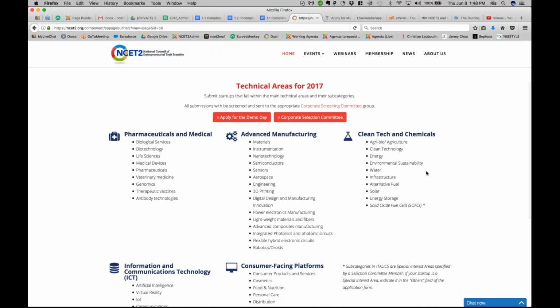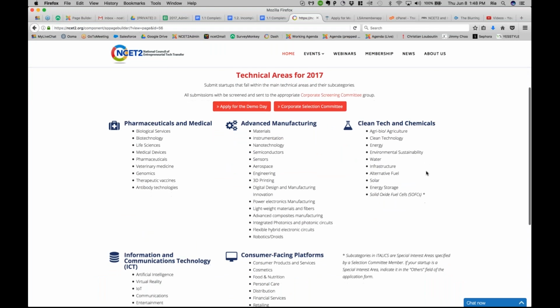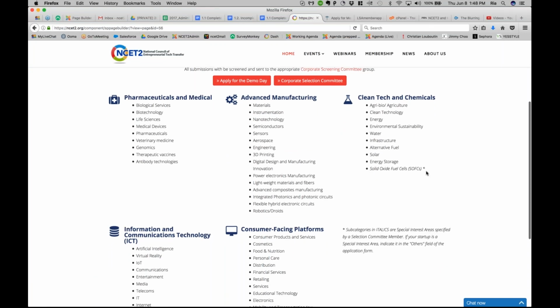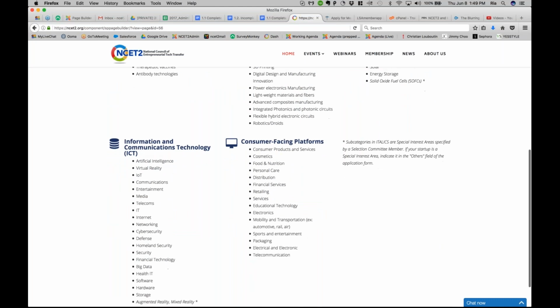So, the technical areas of interest, and we should have put this up there, and Ria's got them up now. The pharma area, which is anything in the medical and pharma area, biological services, biotech, life sciences, etc. You can read that list. Advanced manufacturing covers a large gamut of material science things such as nanotechnology and sensors and so forth, 3D printing, all of that. In the material science space, clean tech and chemicals, energy, as we mentioned earlier, is a hot topic, and solar and energy storage. All of these things around water are very important right now.